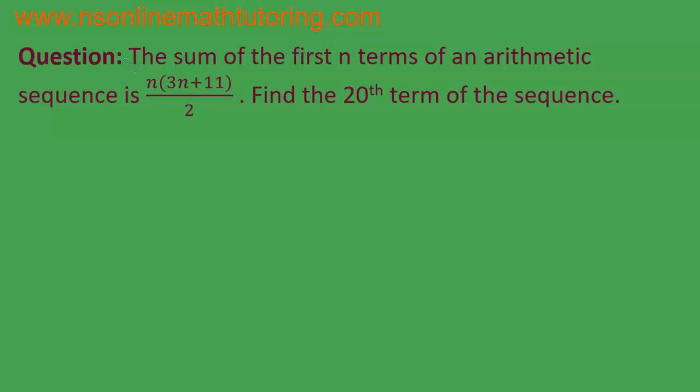Okay, so the first question of this session says the sum of the first n terms of an arithmetic sequence is given by this expression: n times (3n plus 11), whole divided by 2. Find the 20th term of the sequence. Okay, so let's start with our answer.